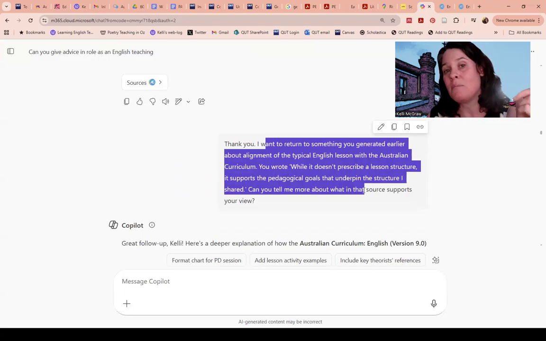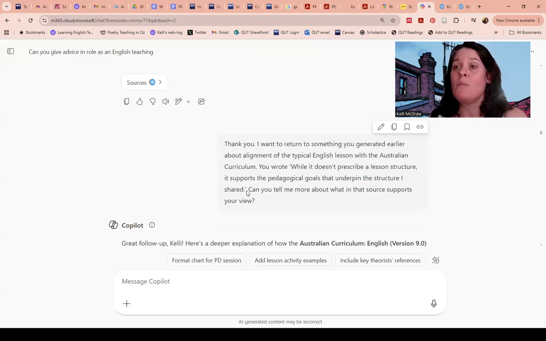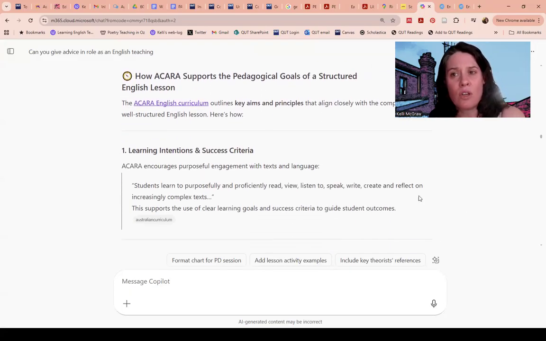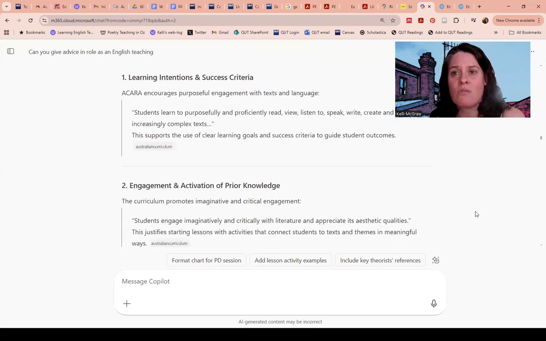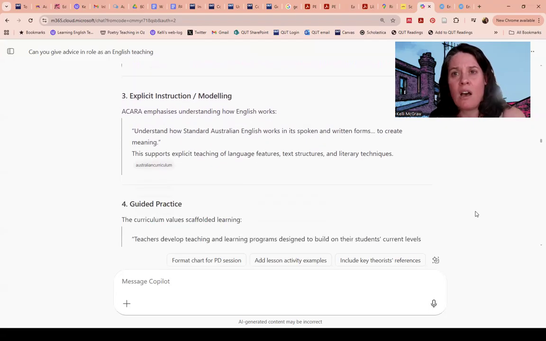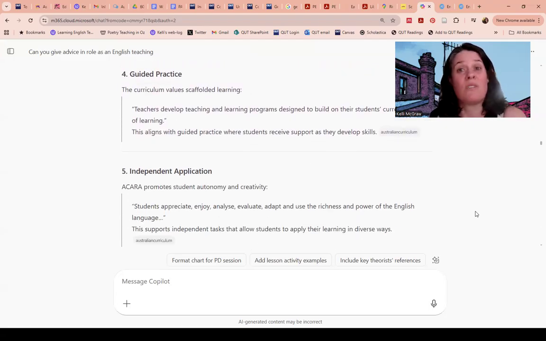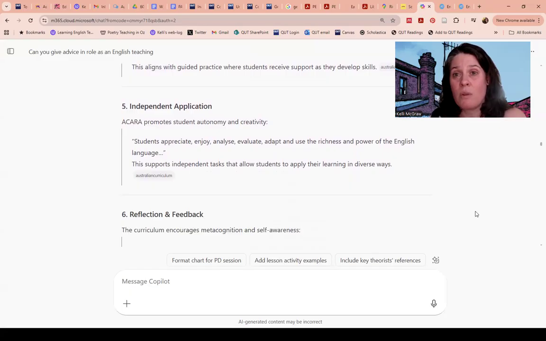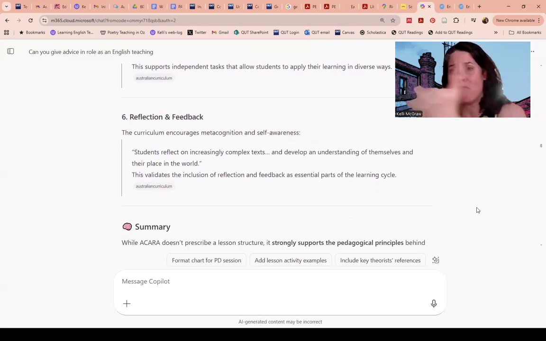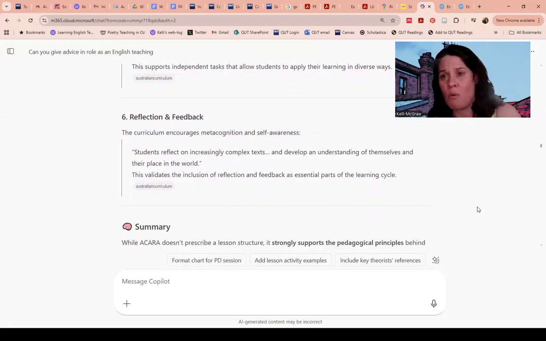Okay. I said, yeah, I want to return to something you said earlier about how the Australian curriculum doesn't prescribe a lesson plan structure, but it supports a typical one. And I said, can you tell me more about what source supports your view? And it thought the curriculum did. I'll scroll over this. You can pause it. I thought some of this reasoning was a bit of a stretch, to be honest, but I could see some of its points. I could see how some of you might reference some of these quotes to make your points.